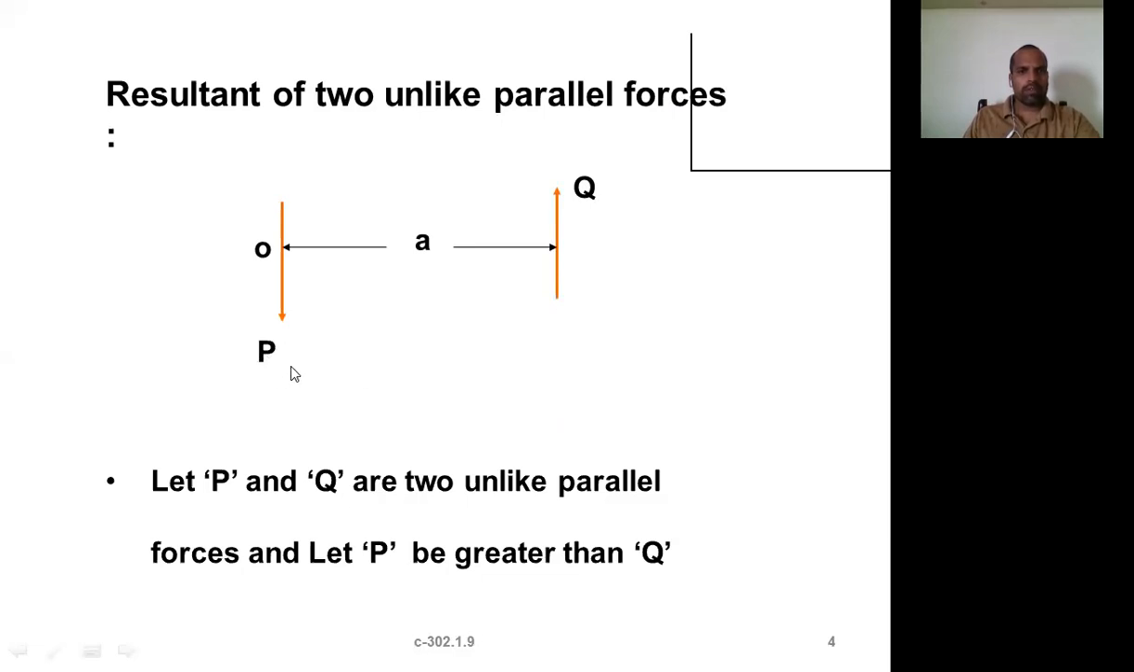Let us say, unlike forces are there in this case. Sometimes both may be equal. If both are equal, then that is nothing but a couple. We have already discussed what a couple is and its properties. Otherwise, one may be higher than the other. This is the case of solving the resultant of two unlike parallel forces whose magnitudes are not equal. When the magnitudes are equal, that is a couple, which is different. These two parallel forces are unlike forces with different magnitudes.